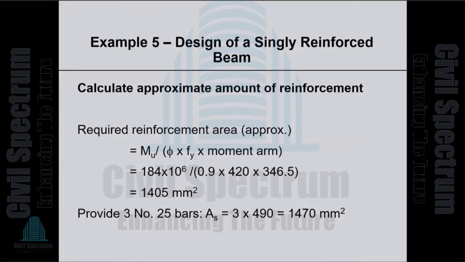Then the required reinforcement area is going to be the M sub U of 184 kilonewton meters divided by phi of 0.9, F sub Y of 420 MPa, moment arm of 346.5 millimeters. That gives us 1405 square millimeters. So if the lever arm is 90% of effective depth, then we need 1405 square millimeters of reinforcement. If we provide 3 number 25 bars, that gives us 1470. So that's what we are going to try, 3 number 25.